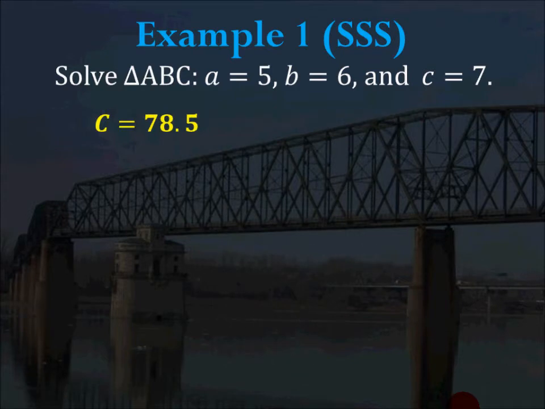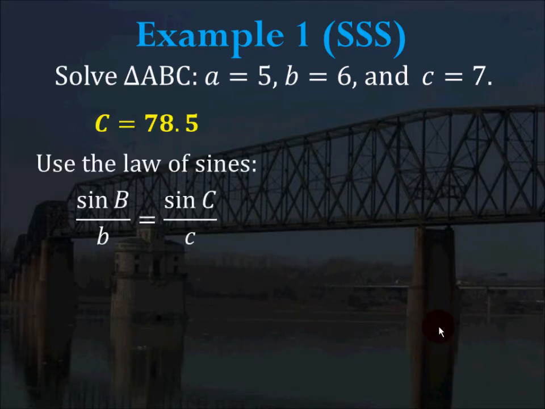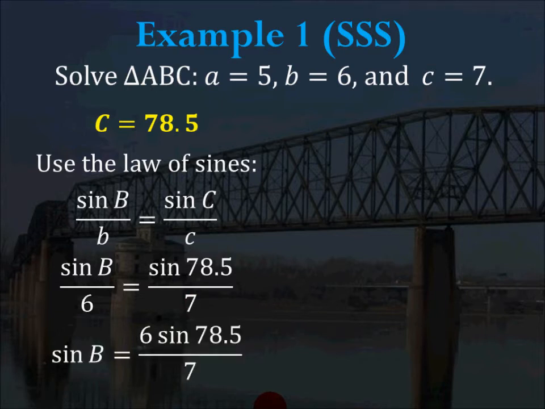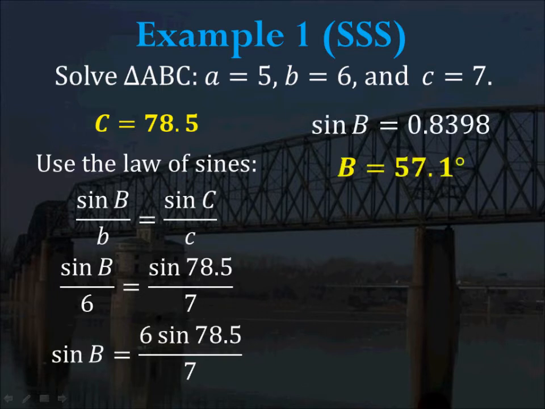We now use the law of sines to solve for a second angle. So law of sines tells us that sine B over B equals sine C over C. You could have used sine A over A, it doesn't matter. So let's plug in the numbers. We know side B is 6. We know now the angle is 78.5, and we know that side C is 7. And all you have to do now is solve for B. So sine B is equal to 6 times sine of 78.5 divided by 7. Multiply both sides by 6. So sine B is 0.8398. Take the inverse sine of both, and you get that angle B is 57.1 degrees.